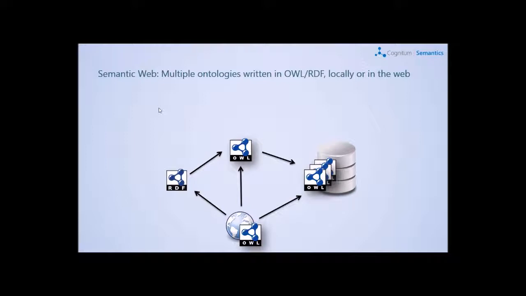The idea behind the semantic web is that it's possible to model ontologies using a language called OWL. The interesting part of this language is that it implements some logic, but it is also possible to reference other ontologies. This image shows that you can have these ontologies in a database, locally on your computer, or on the internet.